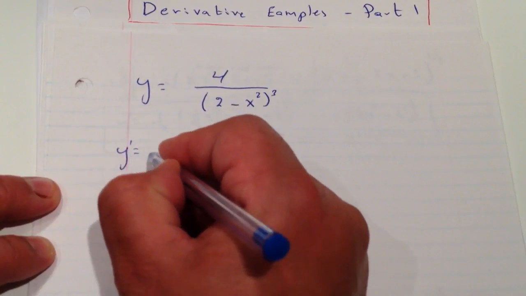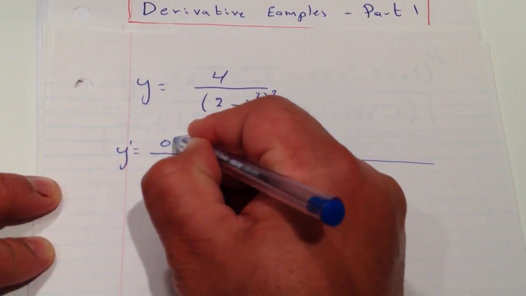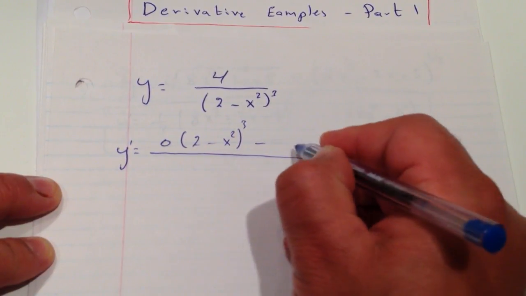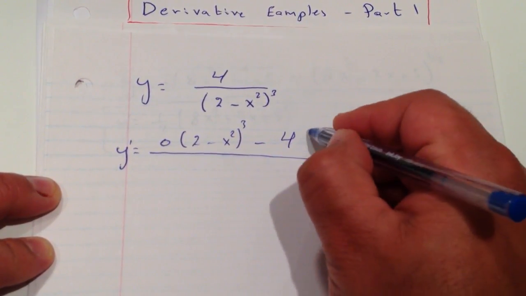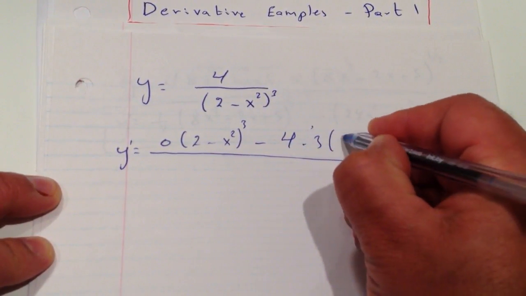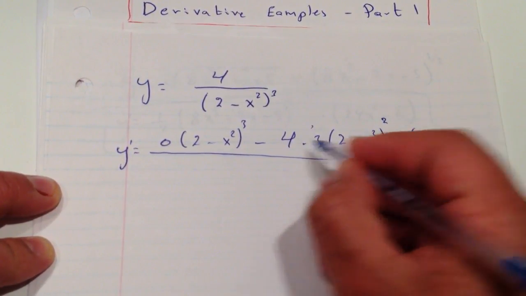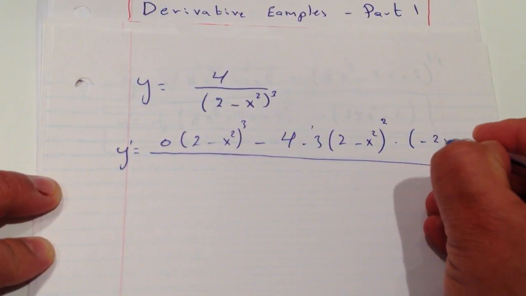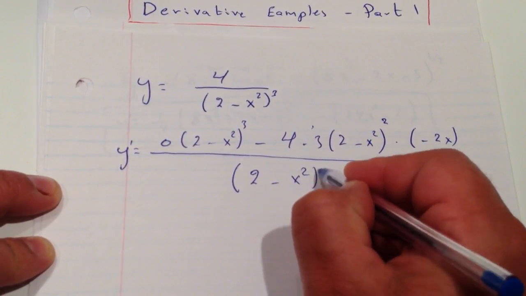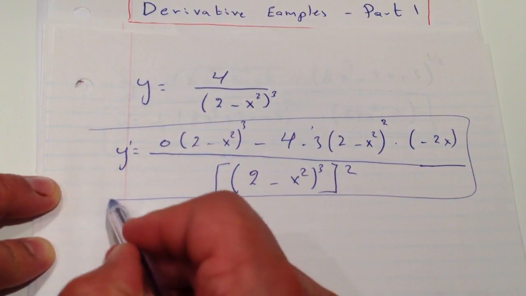Y prime is equal to the derivative of the top function. So here we have 4, so its derivative is 0, multiplied by the bottom, (2 minus x squared) to power 3, minus the top function, 4, times the derivative of the bottom function, which is 3 (2 minus x squared) to power 3 minus 1, which is 2, multiplied by the derivative of the inside function, which is minus 2x, all over (2 minus x squared to power 3) squared. And this is the derivative.